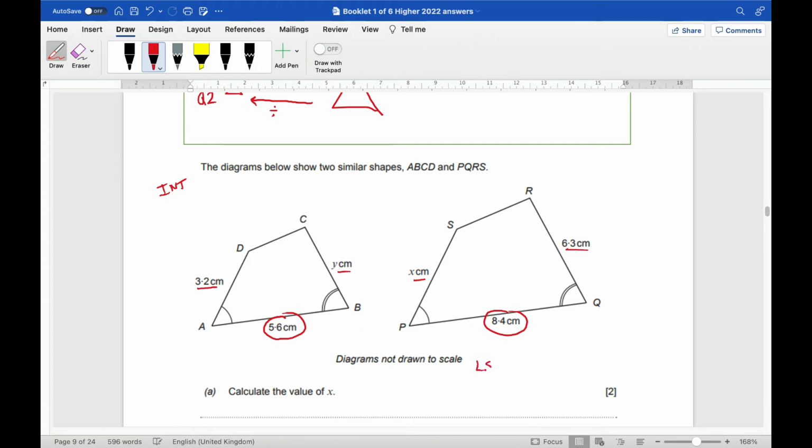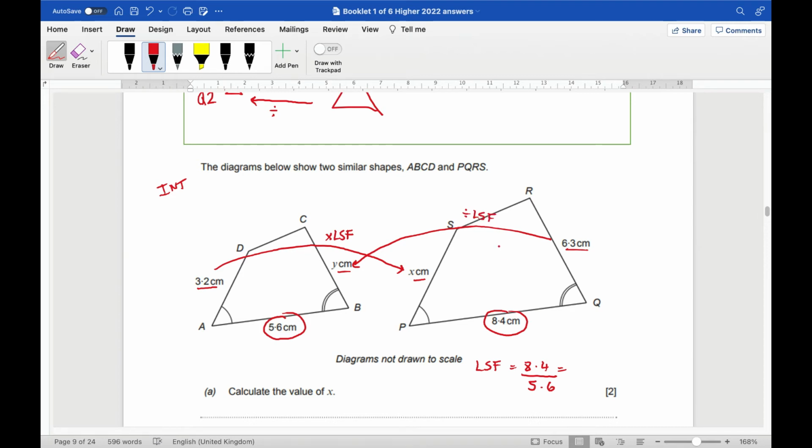If I divide 8.4 by 5.6, I am dividing lengths, so I will get a length scale factor. In order to work out what x is, because it is on the bigger shape, I will times 3.2 by my length scale factor, or to get y, which is on the smaller shape, I will take 6.3 and I will divide by my length scale factor. But this is an intermediate question.